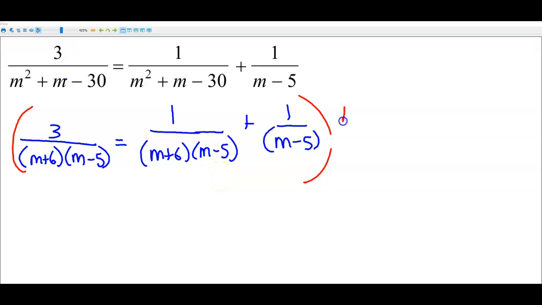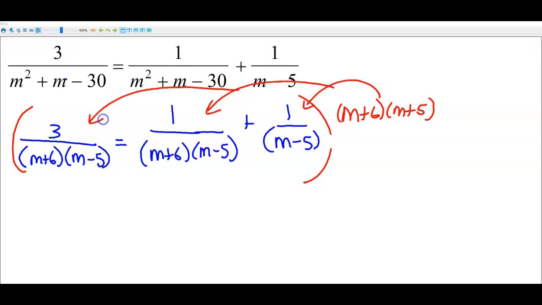So I'm going to put m plus 6 and m minus 5, both of them, out here. And what I'm going to do is I'm going to take those and put them all on the top of these fractions here. So it's going to look like this.